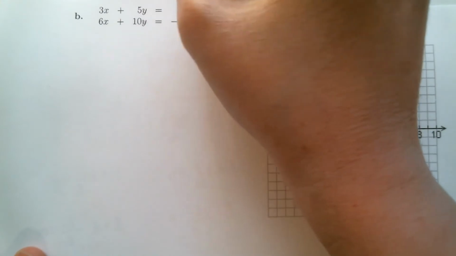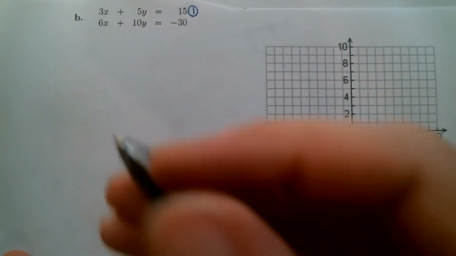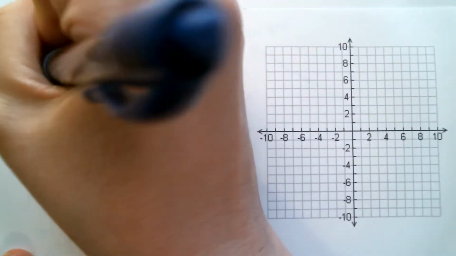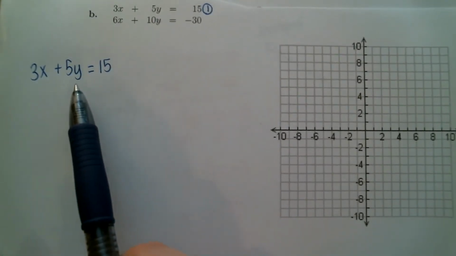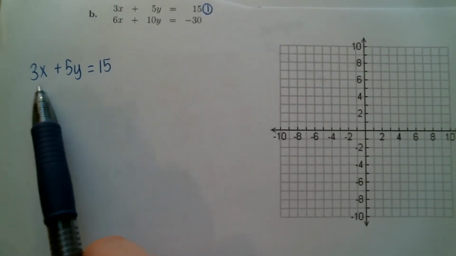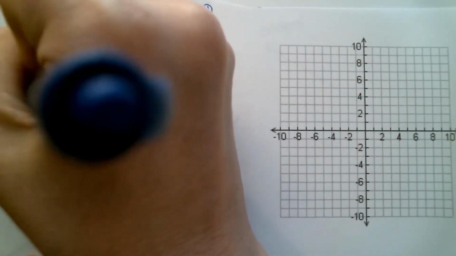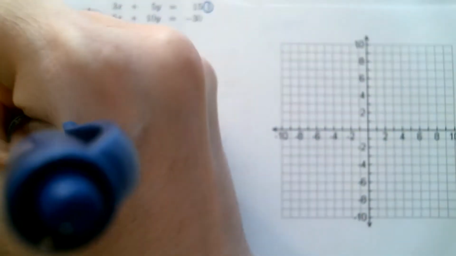I'm going to color code it again for you. So we'll say this is equation 1, and I'll put that in blue. So we've got 3x plus 5y is equal to 15. We want to solve this for y, so we want to get the 5y by itself. So we're going to move the 3x over. Since the 3x is positive, we're going to subtract 3x, and whatever we do to one side we have to do to the other. So I'm going to subtract 3x from the right side.